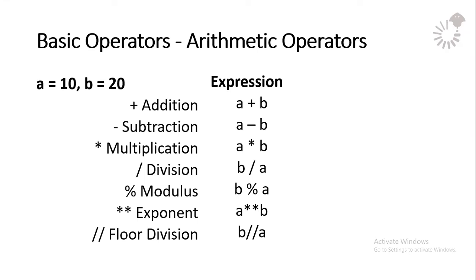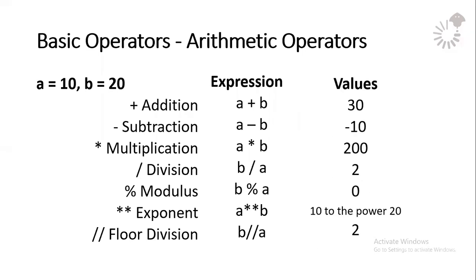Ibig sabihin, 10 raised to 20. O mahaba yan, alam ko. 10 multiply by 10 multiply by 10, hanggang 20 yon. Gets nyo na yon. Floor division, B, double divide or double slash A. Floor division A is equals to anyone? Negative 4. 0.0. Ano yun? 0.0? Yes, ma'am.